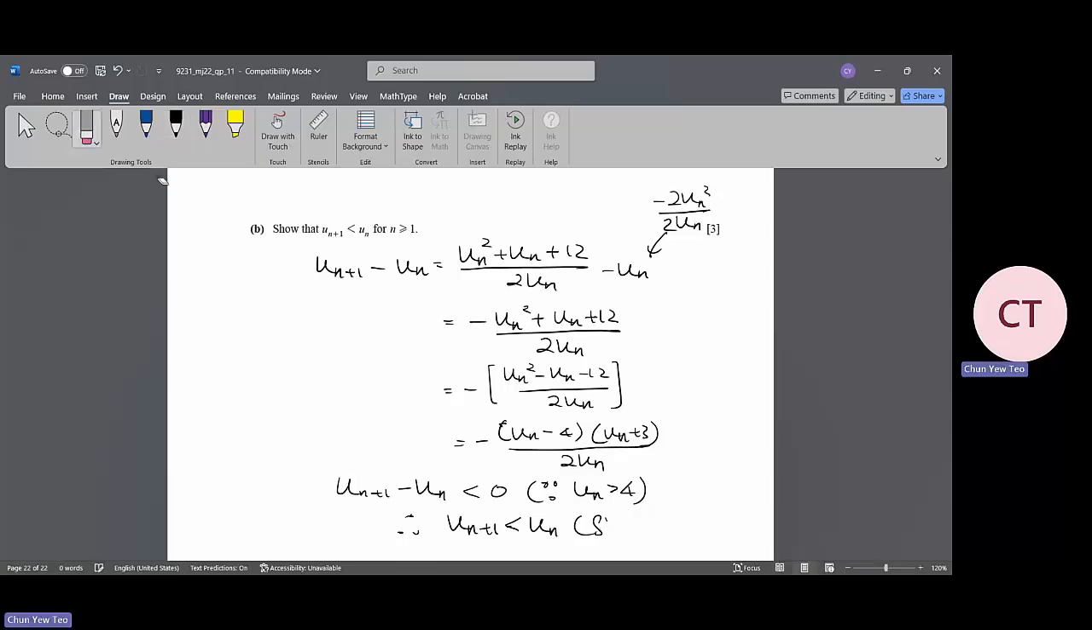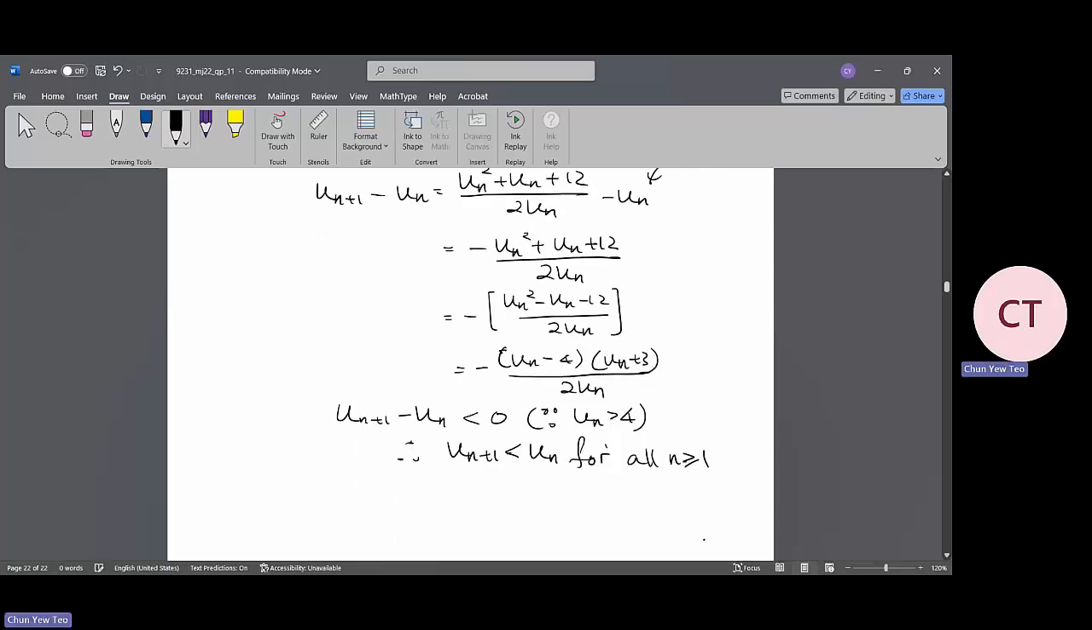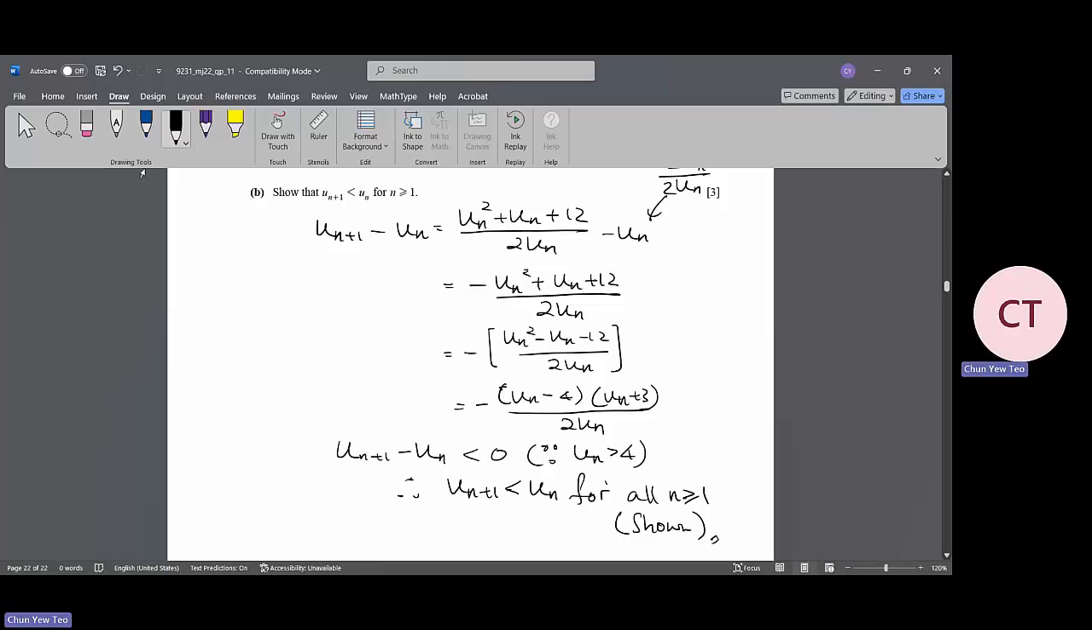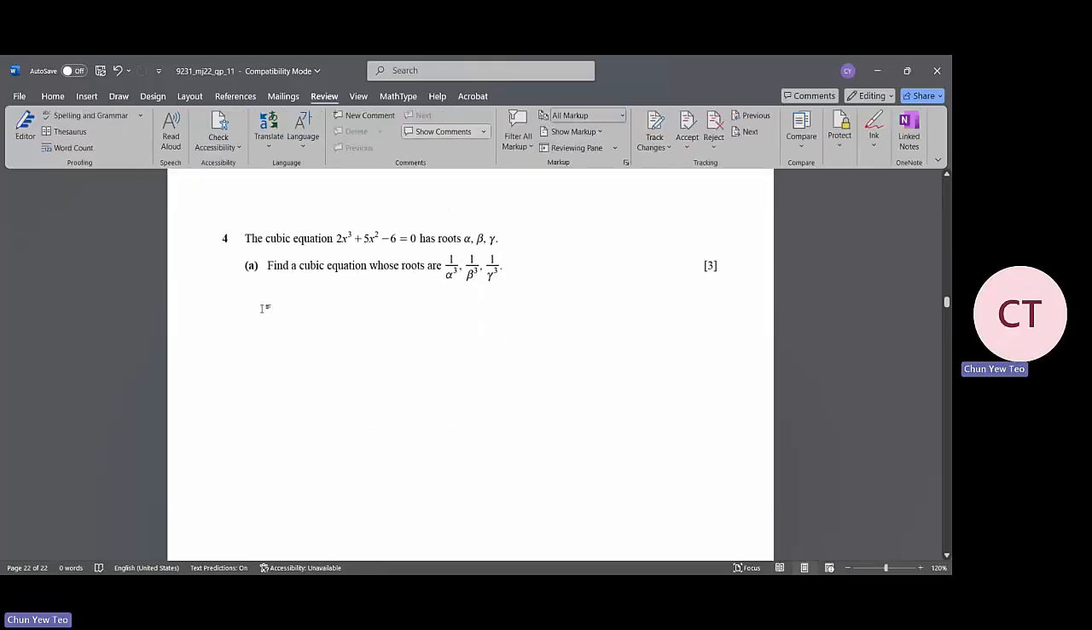I forgot to write down for all n greater than or equal to 1. Shown. Done. That will be the answer for the question number 3. And now we move on to question number 4.